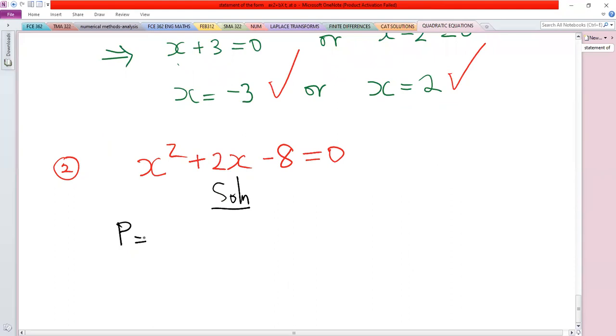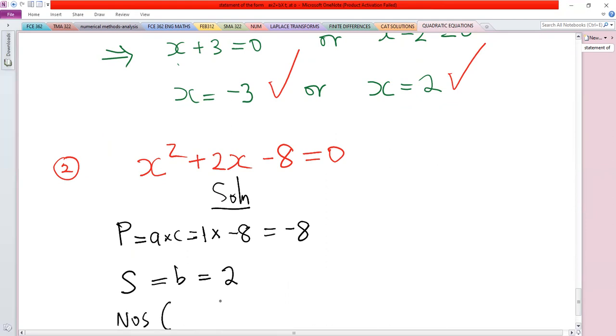Product is given by a times c, and a is the coefficient of x squared, which is 1, times c, the constant term, which is minus 8. This should give us minus 8. Sum is the b, which is the coefficient of x, which is 2. So we need to get the numbers. To get the numbers, you don't struggle. Just write the product and list its factors.